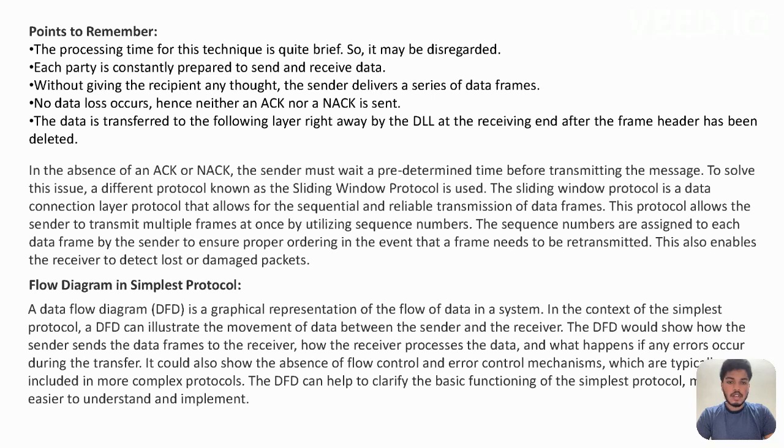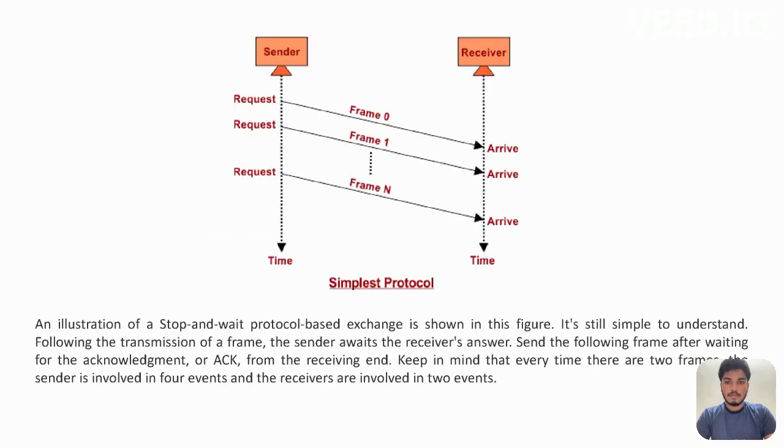A data flow diagram is a graphical representation of the flow of data in a system. In the context of the simplest protocol, a DFD can illustrate the movement of data between the sender and the receiver. The DFD would show how the sender sends data frames to the receiver, and what happens if any error occurs during the transfer. It could also show the absence of flow control or error control mechanisms, which are typically included in more complex protocols. Let's discuss the diagram.